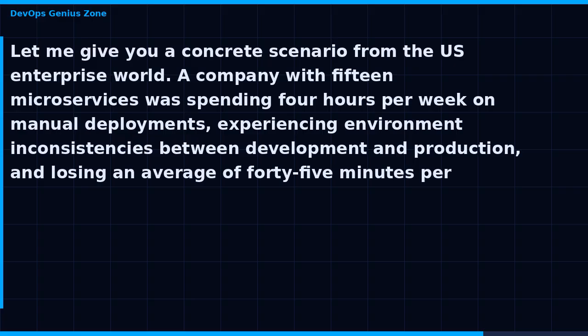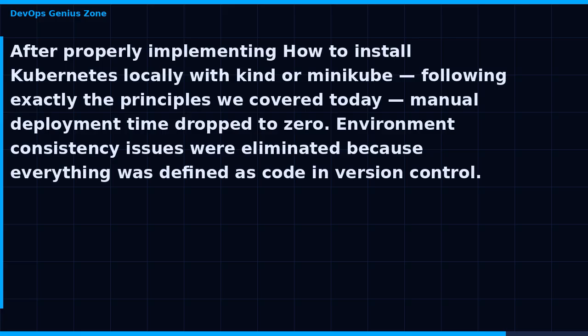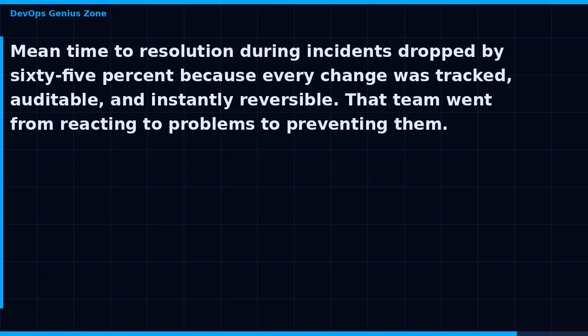After properly implementing how to install Kubernetes locally with Kind or Minikube, following exactly the principles we covered today, manual deployment time dropped to 0. Environment consistency issues were eliminated because everything was defined as code in version control. Mean time to resolution during incidents dropped by 65% because every change was tracked, auditable, and instantly reversible. That team went from reacting to problems to preventing them.